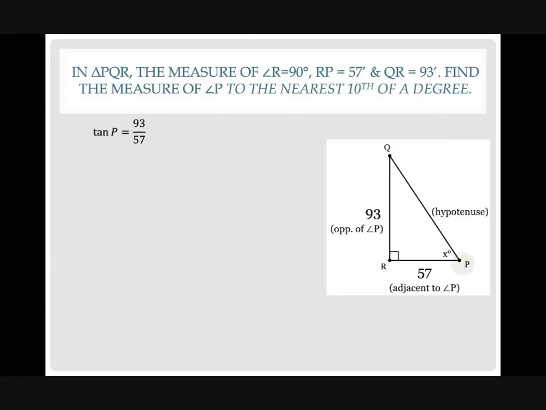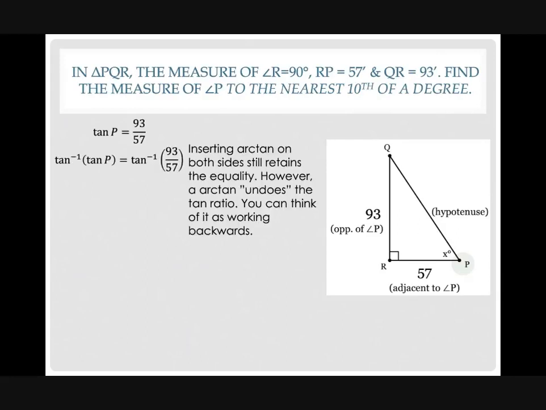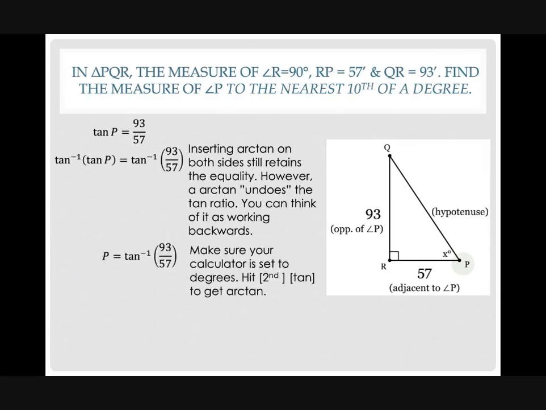So now, with that problem, we know that tangent of P is equal to 93 over 57. So if we incorporate an arctangent on both sides, what you'll notice that happens on the left is that the arctangent and the tangent actually cancel out because they are inverse operations, leaving P. And we get that P is equal to arctangent 93 over 57.